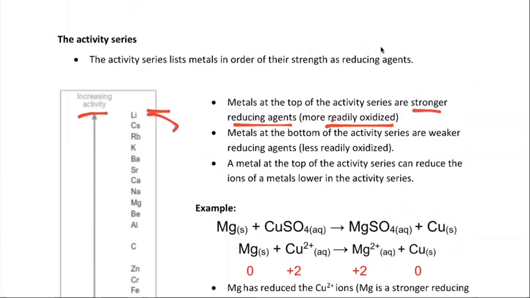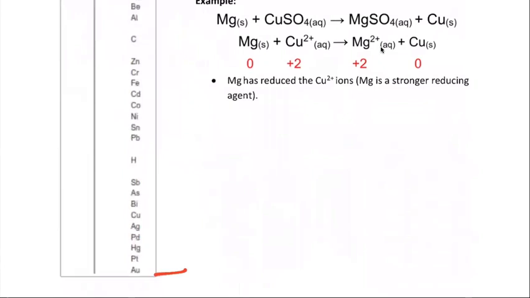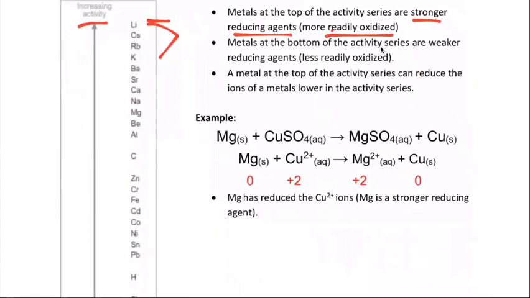So things up here like lithium, cesium, rubidium, potassium, they're very easily oxidized. Okay, they react very easily. So they are strong reducing agents. The ones at the bottom are less readily oxidized. All these things at the bottom, like silver, platinum, gold, don't react very easily, so they don't oxidize easily. Therefore, they are weak reducing agents.